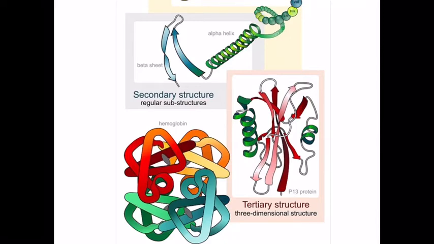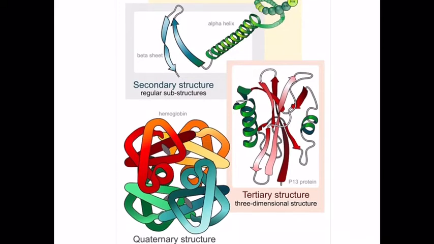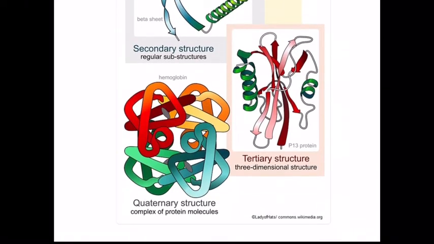Some proteins only have secondary structure. If they're smaller, they'll just have primary and secondary structure. Moderate to large proteins are going to have tertiary structure. And the most complex proteins have what's called quaternary structure, where we take two or three or four completely formed proteins with tertiary structure and put them together.